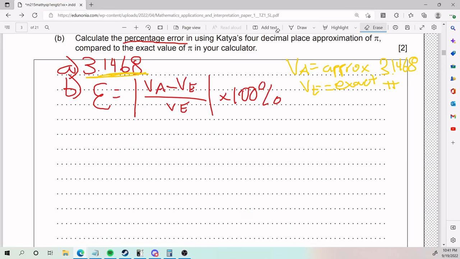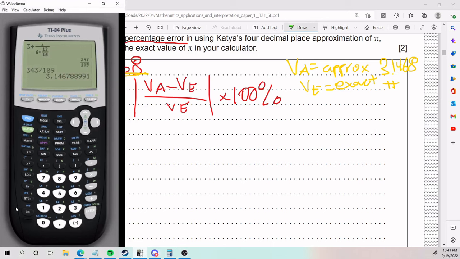I will plug into the calculator now. It should look something like this. So we use the fraction function again because it's what I love. VA is approximate. We said it's this guy here, cierto?